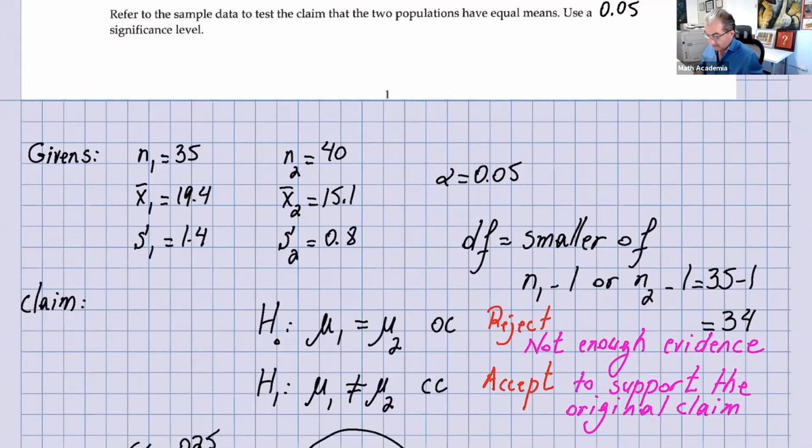Since it's a t-test, we have to get the degrees of freedom. In this case, it's not pooled because sigma 1 is not equal to sigma 2. So the best degrees of freedom is the smaller of n1 minus 1 or n2 minus 1, which is going to be that one. 35 minus 1 is 34 because 35 is smaller than 40, obviously.